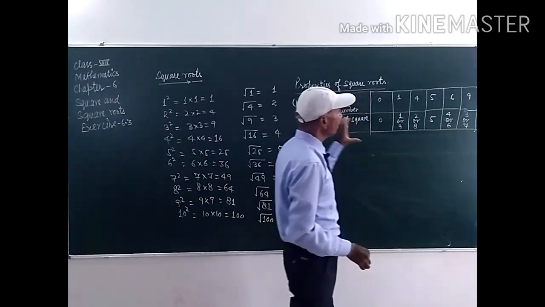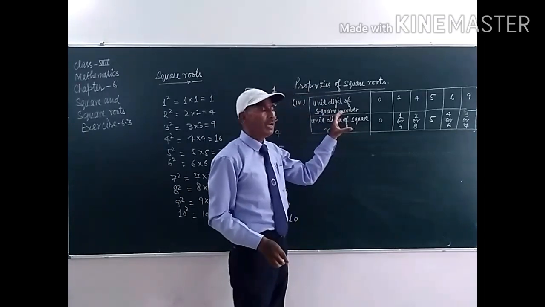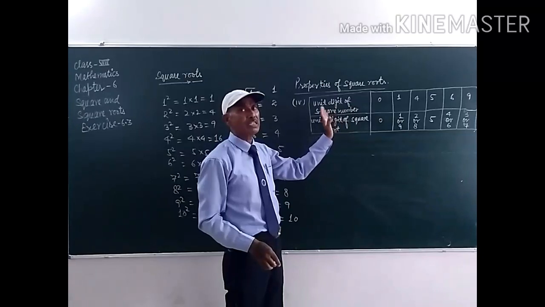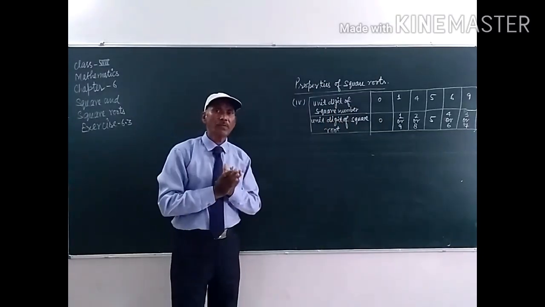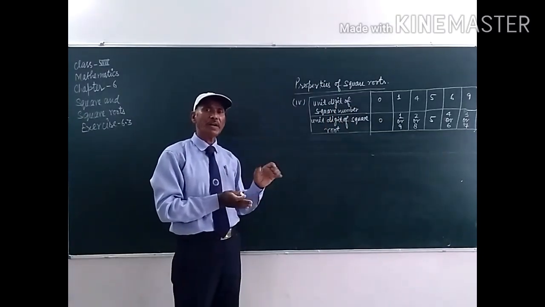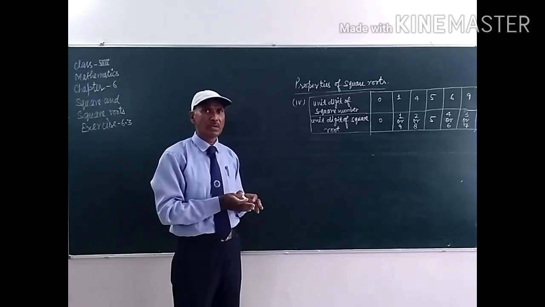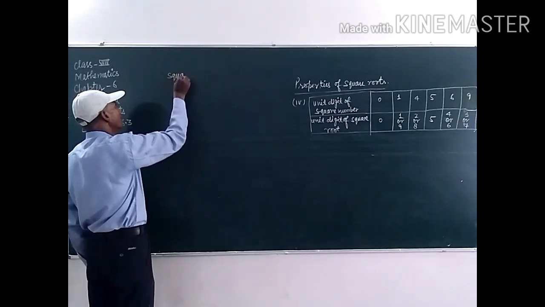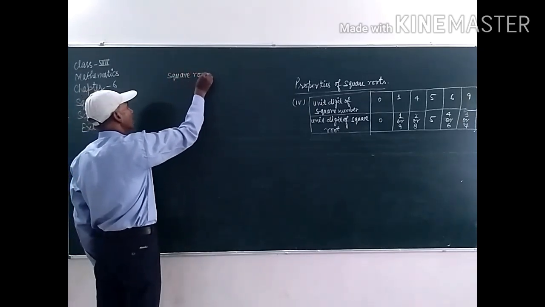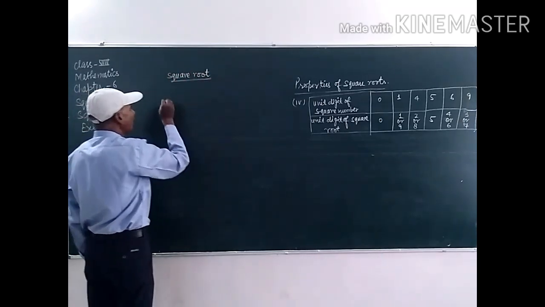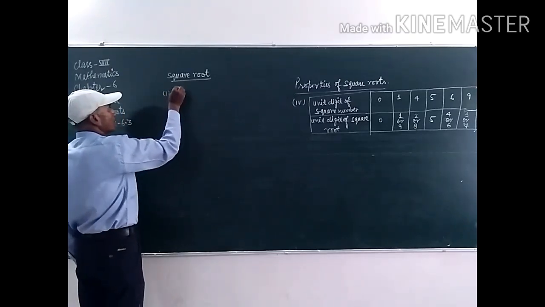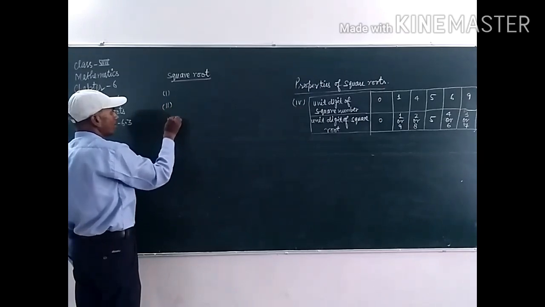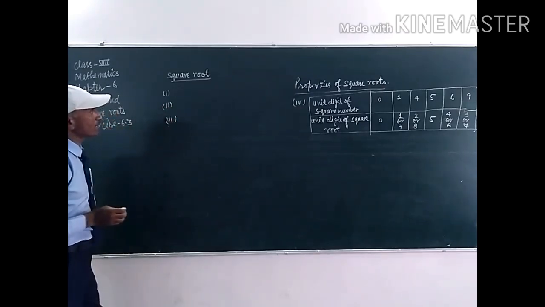Clear, student? This table is a very important table, and with the help of this table we have to solve the questions from exercise 6.3, students. Now we have to find out how to find square roots, student. To find the square root of any number, we have to use 3 methods, and we will discuss these 3 methods.